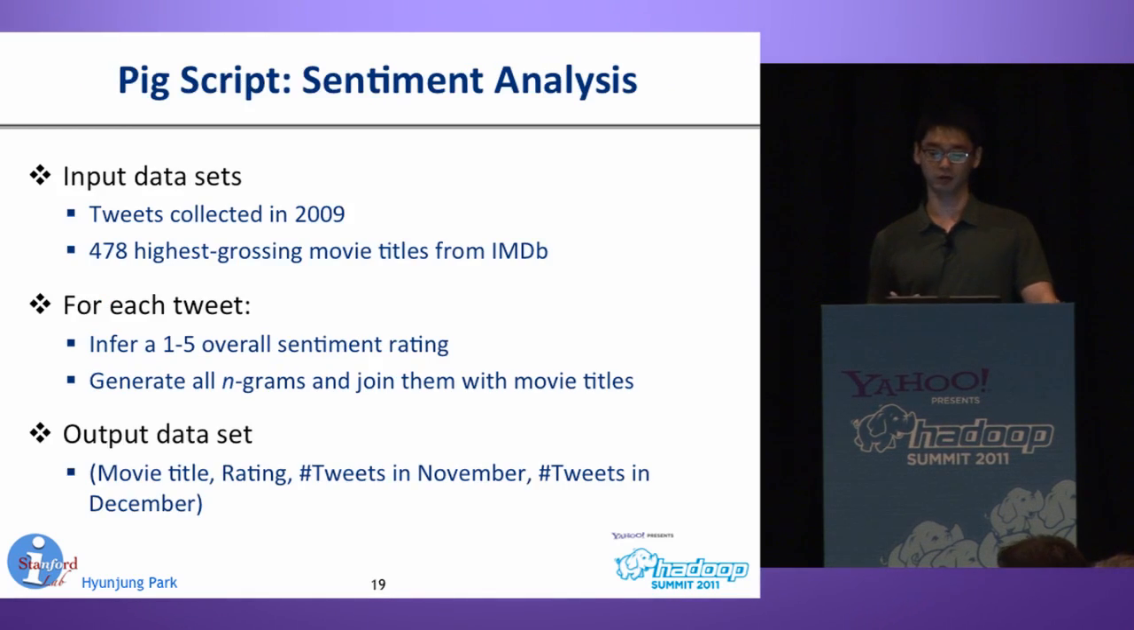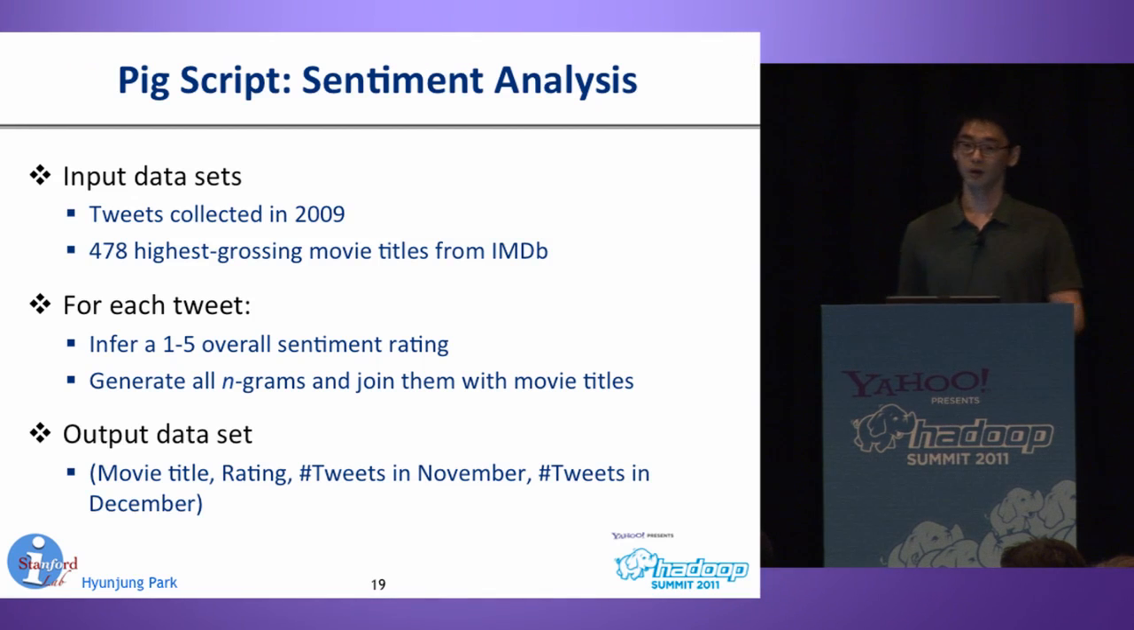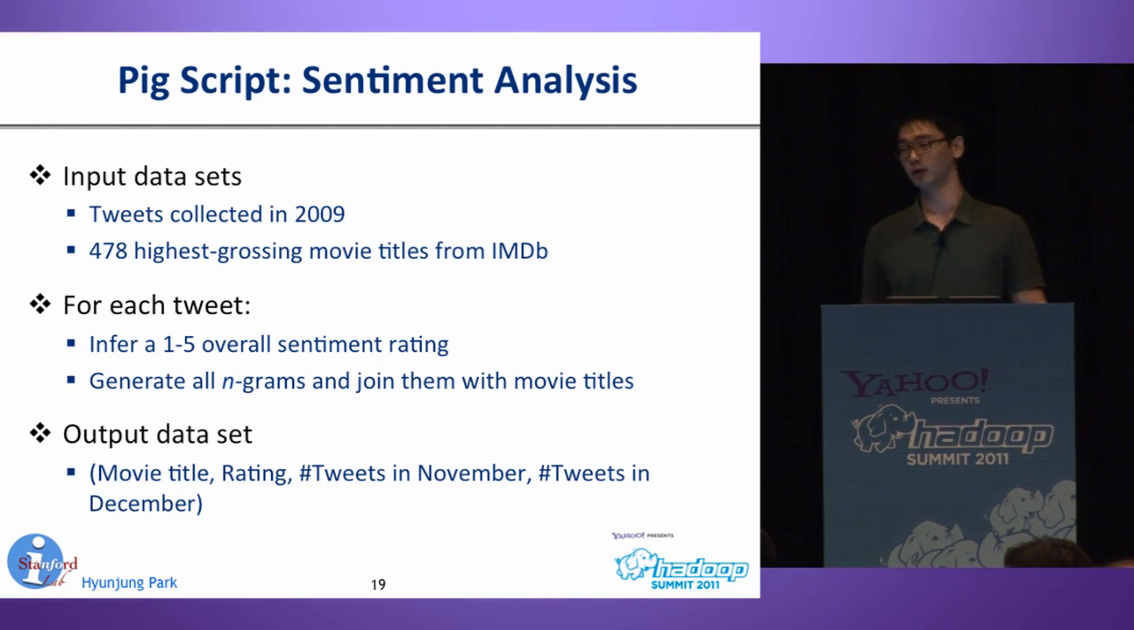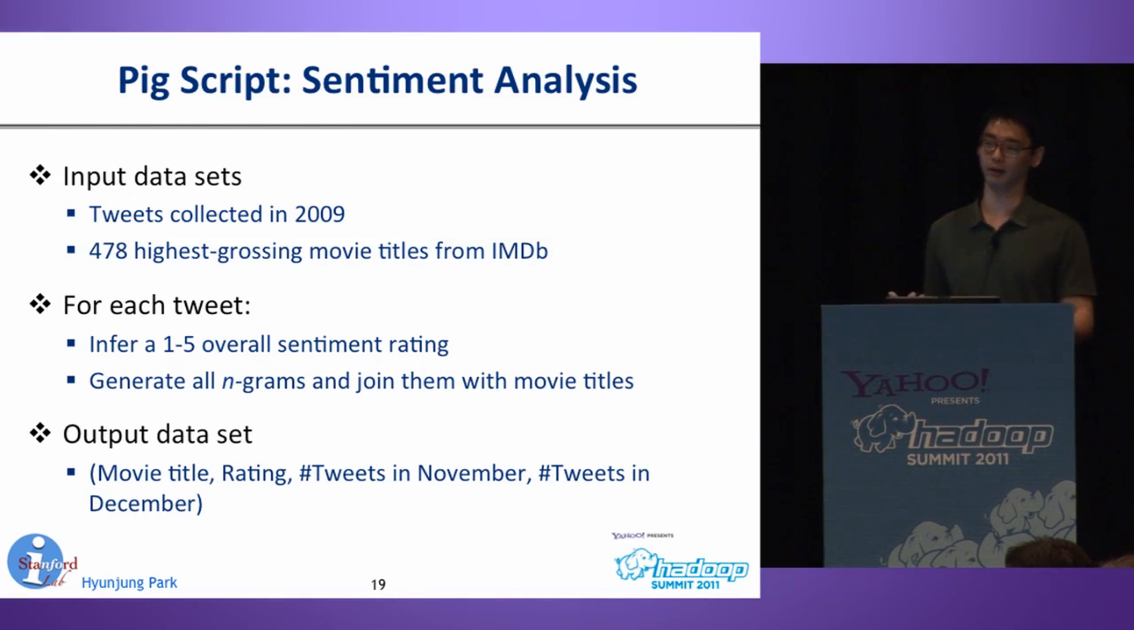So here's an example Pig script for sentiment analysis over Twitter data. We have two input data sets, a bunch of tweets from 2009, and about 500 movie titles from the IMDb. For each tweet, we have a classifier, which we use to infer a 1 to 5 star rating for this tweet, and then generate all n-grams from the tweet and join them with the movie titles to extract which movie this particular tweet mentions. And there are a couple of additional steps involving filtering and outer join.